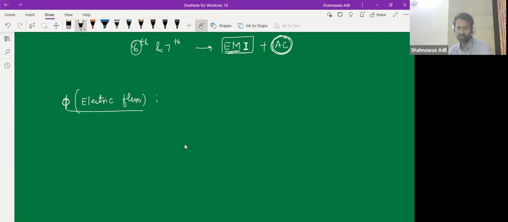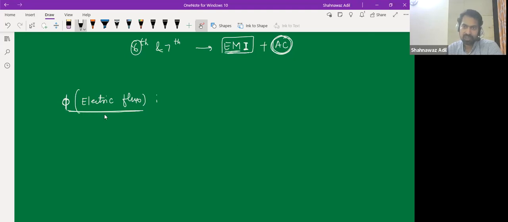Q by epsilon 0. So that is Gauss law. That is inside a closed surface, right? Inside a closed surface, the flux is Q by epsilon. I am asking, what is this electric flux?